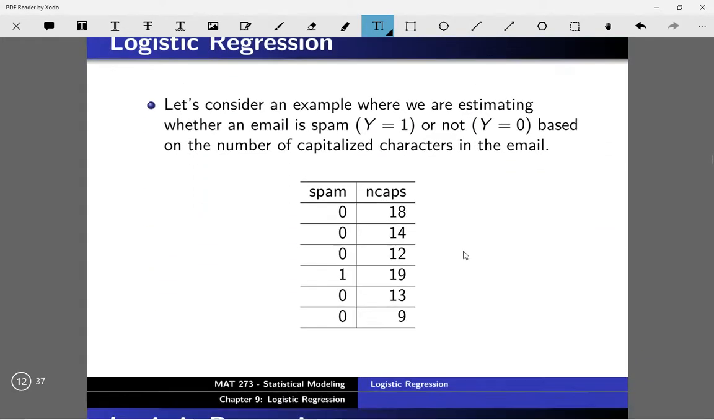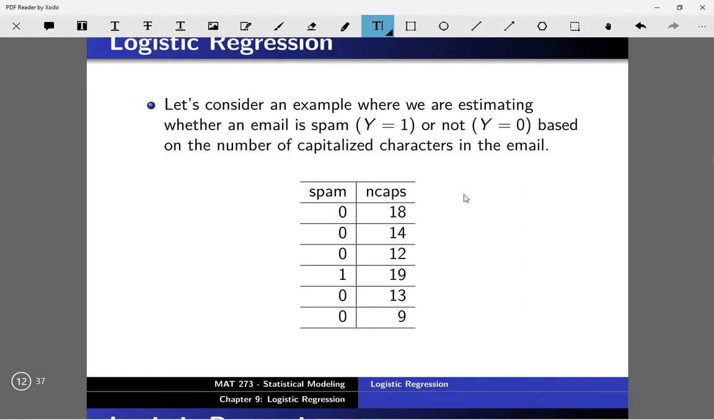So let's consider an example. Suppose we are looking at modeling whether an email is spam. So we're going to denote that as a success, y equals 1, or not, y equals 0. So it's not always the case that a success is a good thing. In this case, a success, email being spam, is a bad thing.